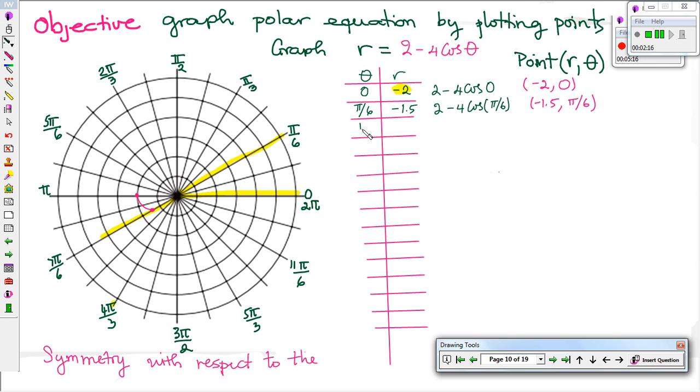Next one we go to pi over 3. So it will be 2 minus 4 times cosine of pi over 3. And that will give us 0. So we'll plot the point 0, pi over 3. So look where the terminal side of pi over 3 is, and 0 will be at the pole. So it means that I'm going to connect the third point now, so you go all the way to here.